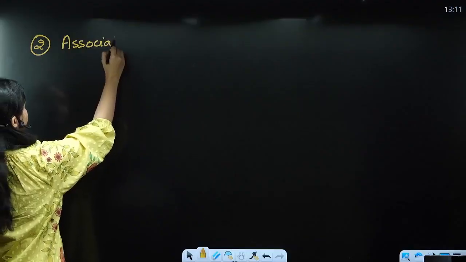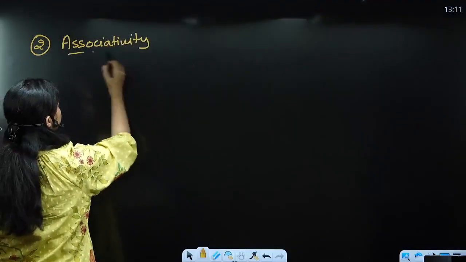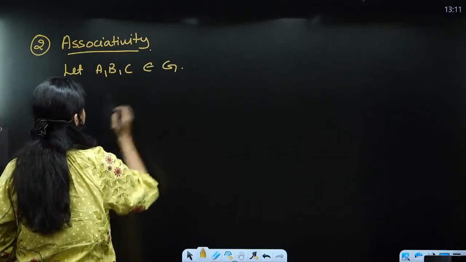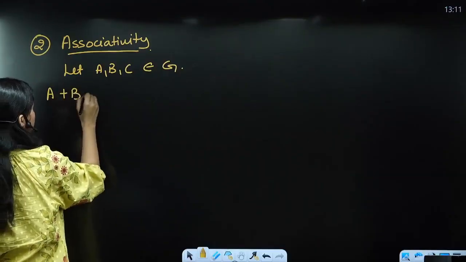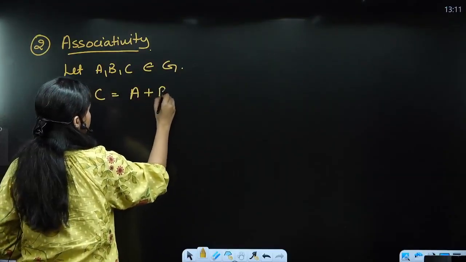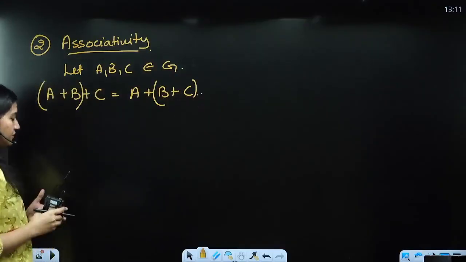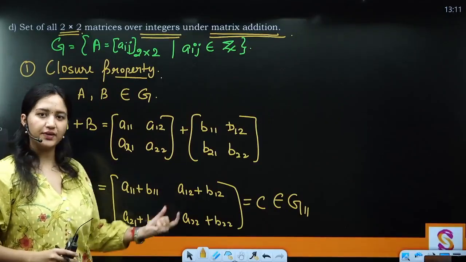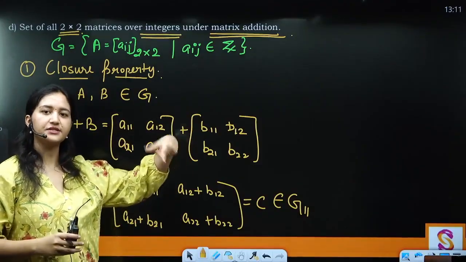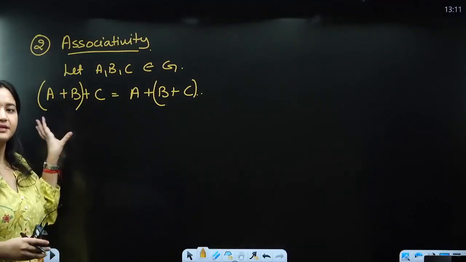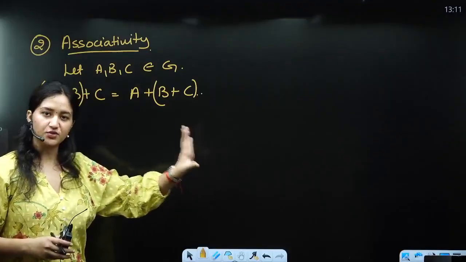Now associativity. Let A, B, C belong to G, and we need (A plus B) plus C equals A plus (B plus C), right? Now eventually आप क्या कर रहे हो, आप addition ही तो कर रहे हो elements का, right? And हमें पता है that addition is associative. So the base operation is associative. That means the base operation is addition. That means the matrix addition is also going to be associative in nature.